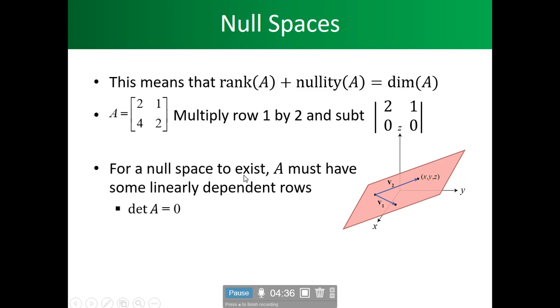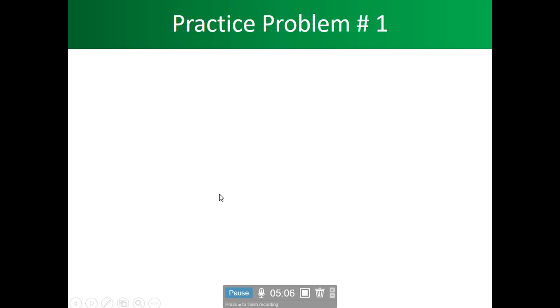For a null space to exist, A must have some linearly dependent rows. Okay, so these are, and as you can see, what is this? These are linearly dependent. They're the same exact ones, just multiplied by 2. Where the determinant of A equals what? 0. If you multiply this, 2 times 2 is 4. 4 times 1 is 4. 4 minus 4 equals 0, just as we had noticed.